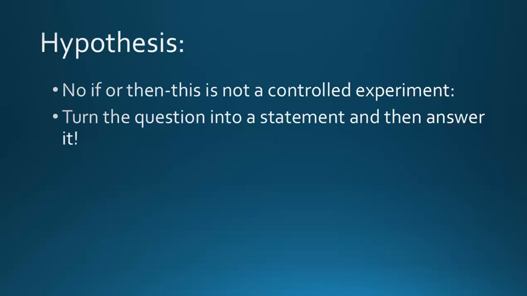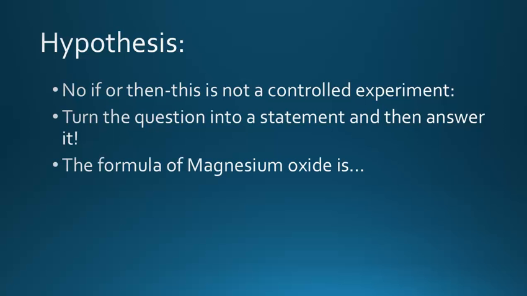Hypothesis, it's not a controlled experiment, so no if or then statement. Turn the question into a statement, then answer it. The formula of magnesium oxide is, well, remember that hypothesis should be an educated guess. In your case, you are highly educated. You should be able to know what is the formula of magnesium oxide.